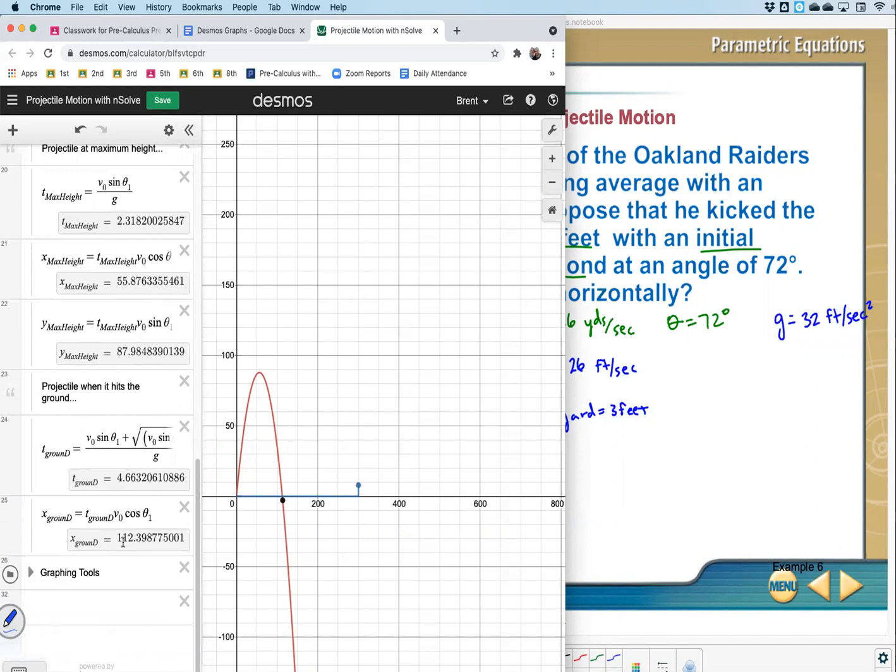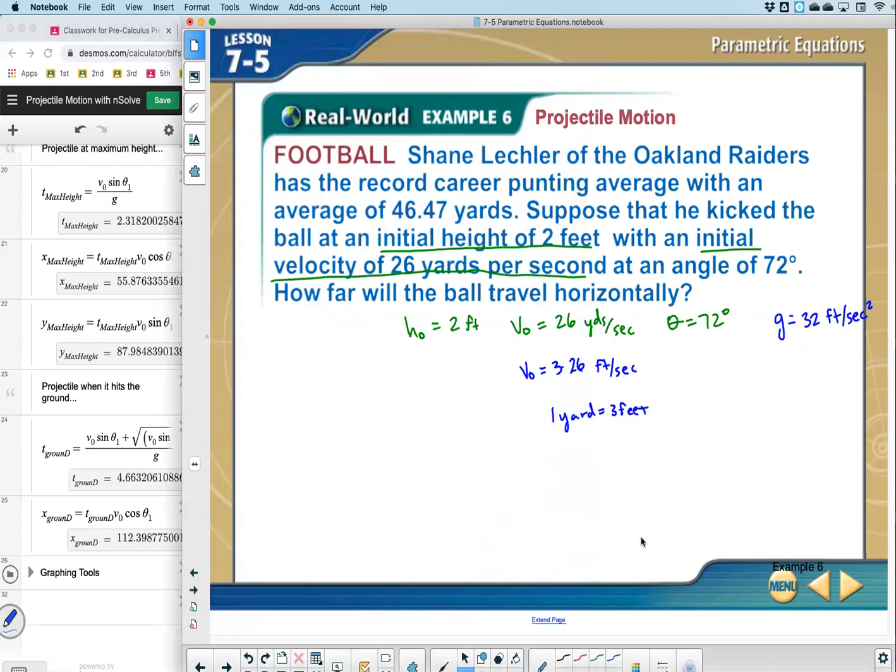When it hits the ground, this tells us it's 112.4 feet. And this is roughly how far the ball travels. So the ball travels approximately 112.4 feet.